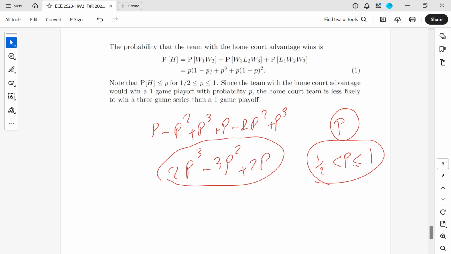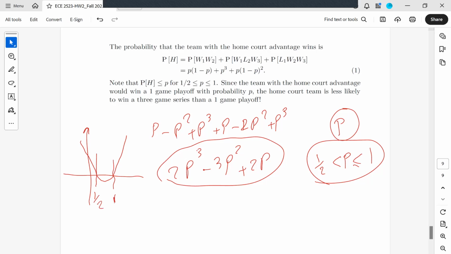The easier way is to use the function and actually draw the functions. If you draw this function as a continuous variable, you could draw that with any software or by hand, and you find that within the interval of half and 1, the value of this function is going to be lower than the value of this p.